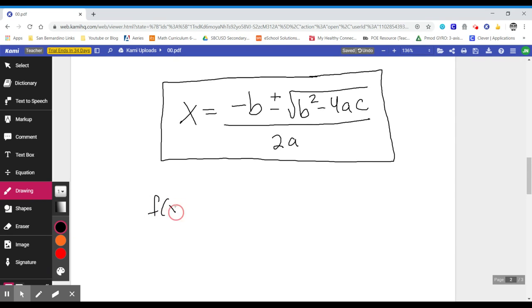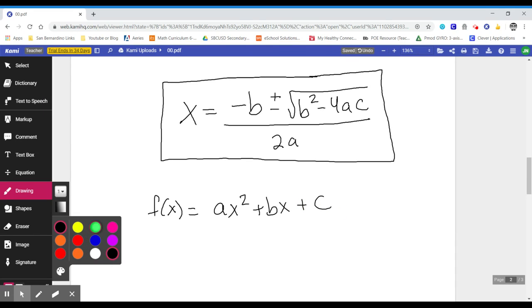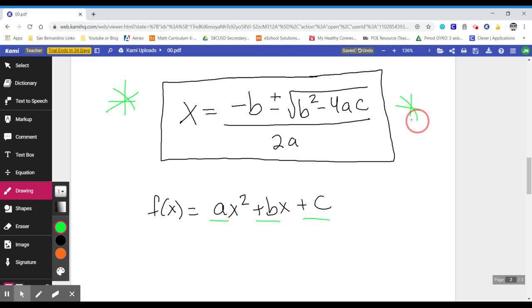So what this means is whenever you have a function in the form ax squared plus bx plus c, if you know what your terms a, b, and c are, so you have these three values, and you plug them into this formula, you will get your roots. And this is the magical quadratic formula.